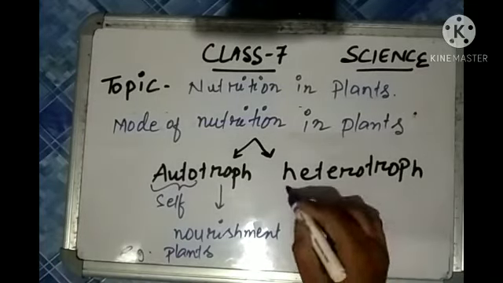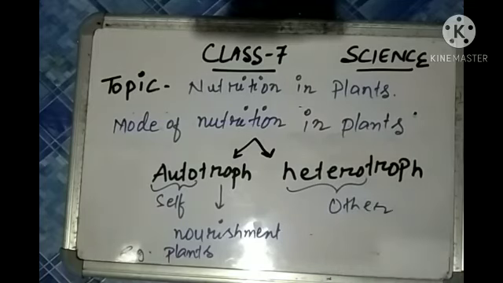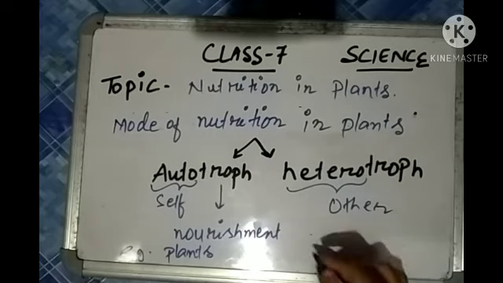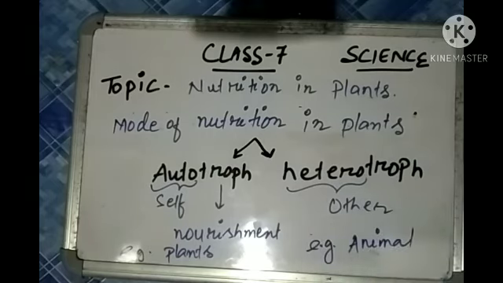Regarding heterotrophs, hetero means other. They depend on others for food. They cannot make their own food by themselves. Example, animals. Animals rely on others. When we discuss nutrition in plants, they can prepare food for themselves, so they belong to autotrophs.